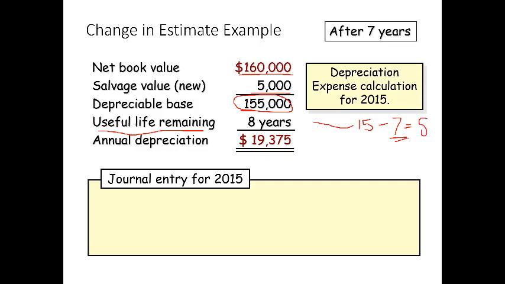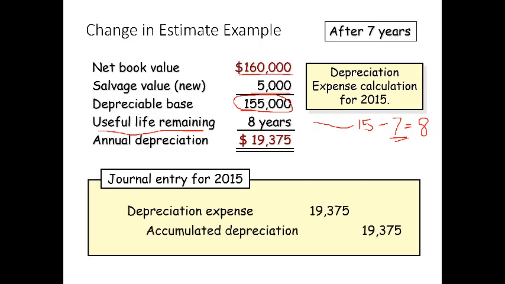That's how we're getting to 8 remaining years. And so we can take this depreciable base, divide it over the 8 remaining years, and we get our annual depreciation of $375. And our normal journal entry for depreciation for 2015 is just the $19,375. So if we keep taking $19,375 of depreciation each year for the next 8 years, it's going to be totally depreciated, and we'll have accomplished our mission of depreciating this thing over 15 years.